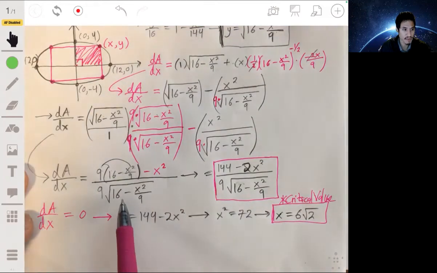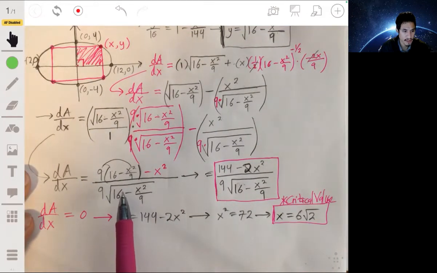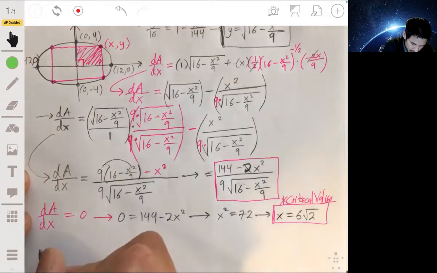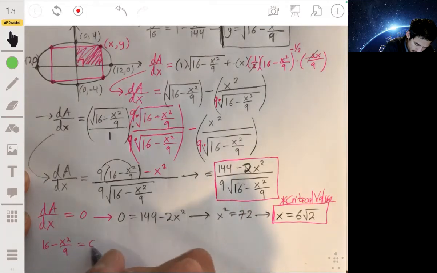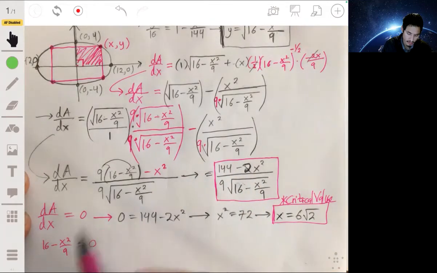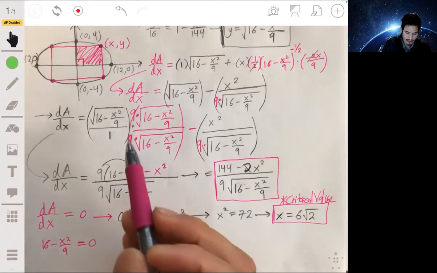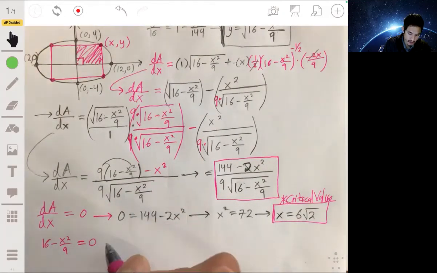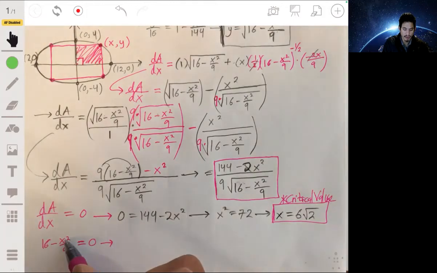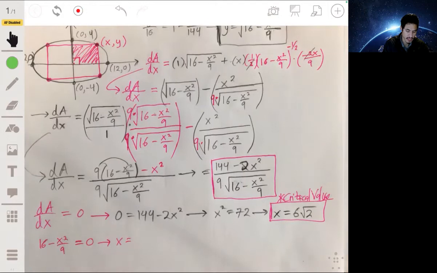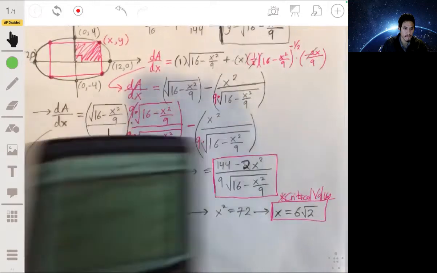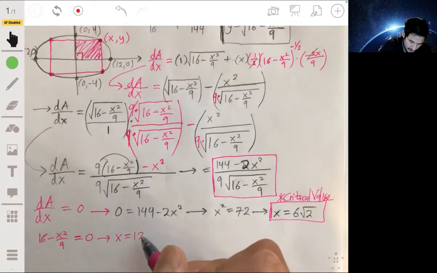So remember, we also want to find where this would be undefined. This will be undefined when 16 minus x squared over 9 is equal to 0, because then you would be dividing by 0. But if you actually do the math, this is going to occur when x squared is 144, because 144 over 9 is going to be 16. There we go, it's proven. So this is going to occur when x is 12, or when x is negative 12.